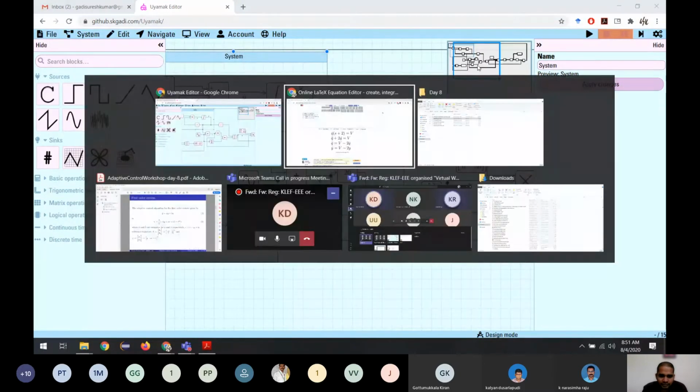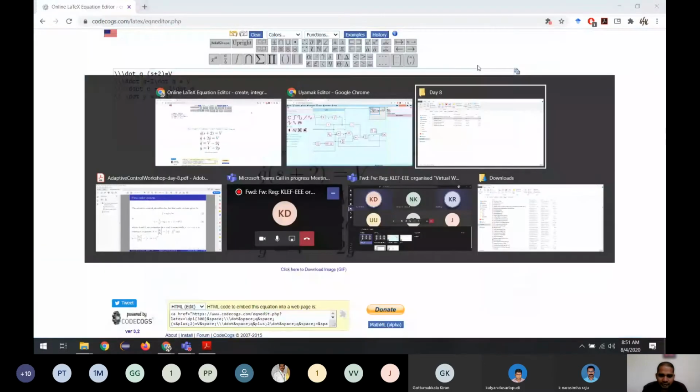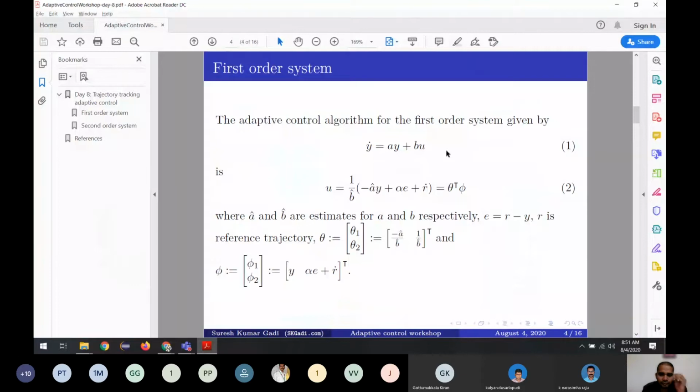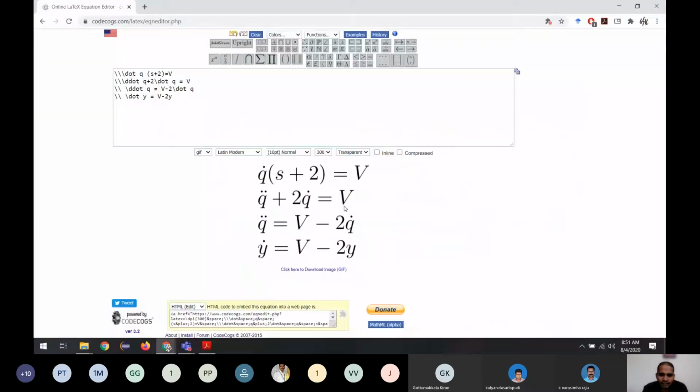So what is the algorithm we are using? Let us see from the output. The output of the algorithm is the input to the system. The input to the system is U, which is 1 divided by B cap.